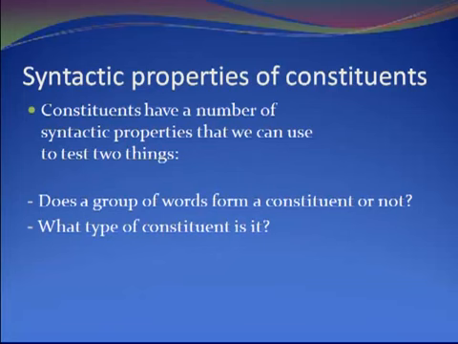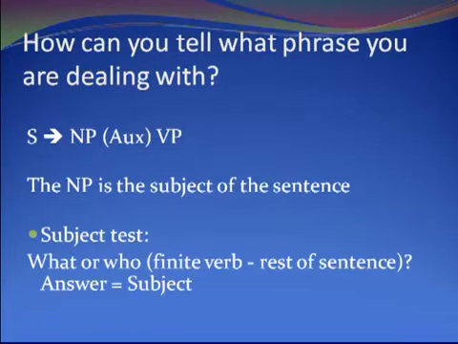If you look at constituents, last time we looked at semantic properties, meaning properties. Now we're going to look at syntactic properties, so properties about the actual structure. And then we see that constituents have a number of syntactic properties that we can actually use to test two things. We can say, well, does a group of words form a constituent or not? And what type of constituent do we actually have then?